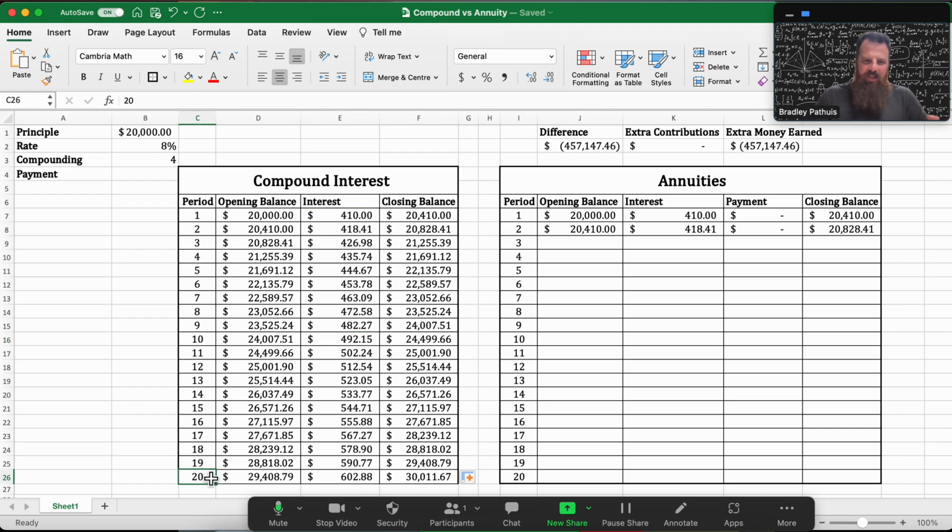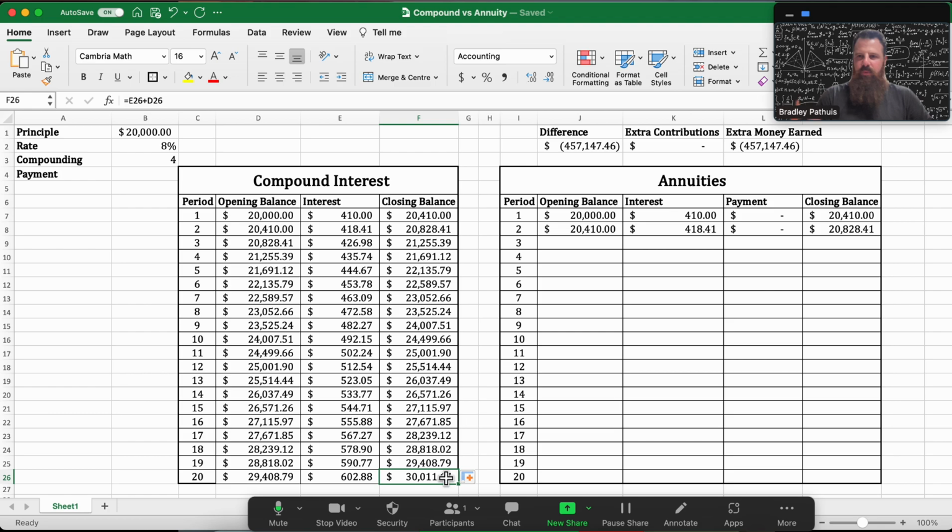After 20 quarters, or 20 investment periods, our account has now grown to $30,000. But we've done nothing to it. We've literally put $20,000 in and walked away, and 20 quarters later it's now worth $30,000. At the end of the day, that's not really how we tend to use finances. Most of the time, we tend to be adding money to our savings accounts. And that's where annuities come in.